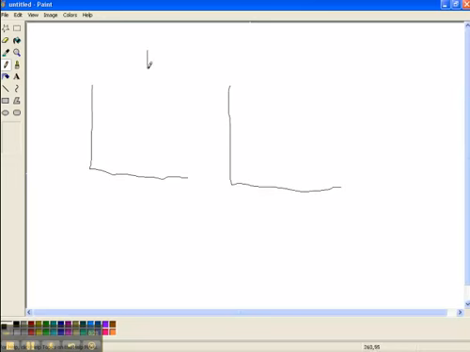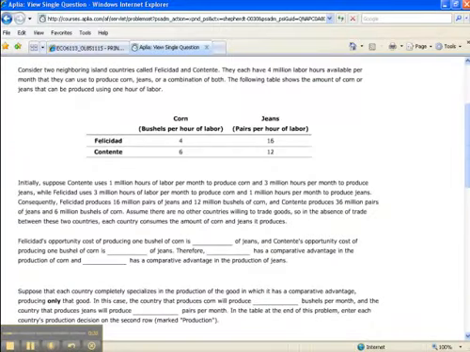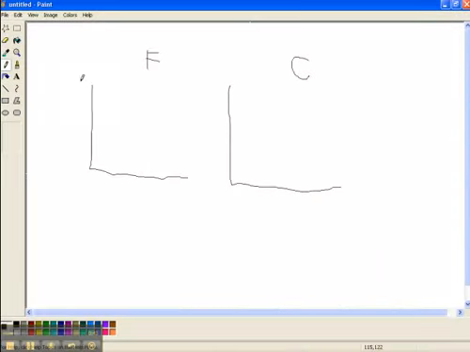The first country I'm going to label as country F, and the second country is going to be country C. And as you notice from the question, we are producing two goods, corn and jeans. So I'm going to label corn on the vertical axis, and jean production on the horizontal axis.